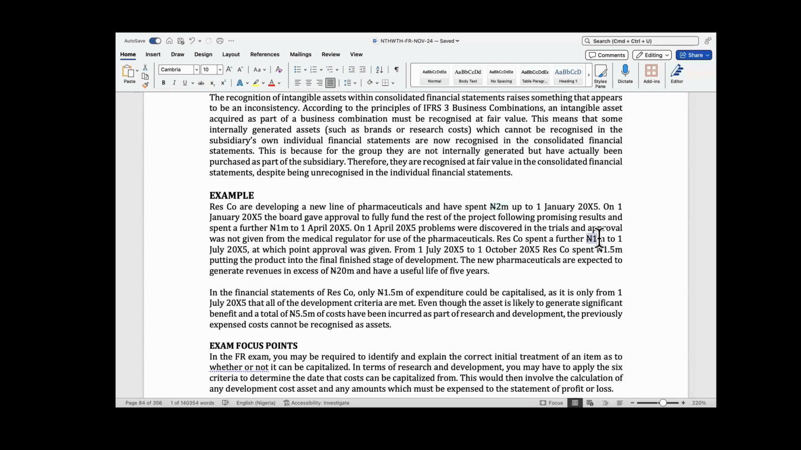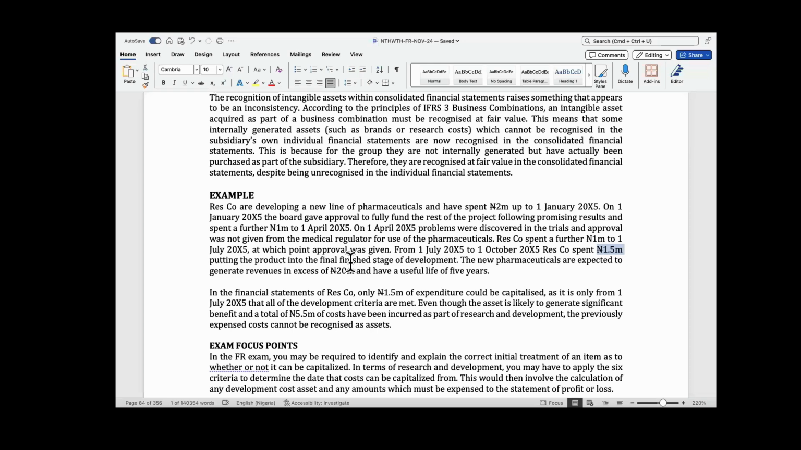So it's only 1.5 million that will be capitalized, because that's when we can say we are sure that this thing will generate benefits. We are sure that we can finish it. We are sure that it's technologically feasible. And we are sure of all of those criteria. So all of the costs incurred while he was trying to get all the approvals will be expensed.